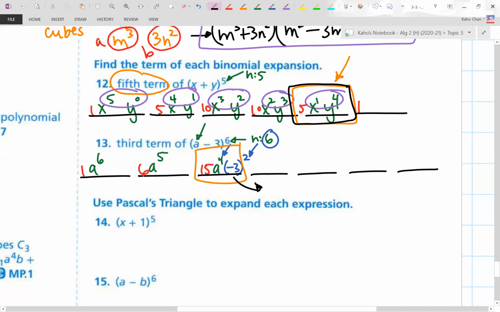Now, these are not all variables for the terms. Negative 3 squared is negative 3 times negative 3 is positive 9. And this gives me as my final answer 135 a to the 4th. And that's your answer right there, the third term. Okay? Woo!